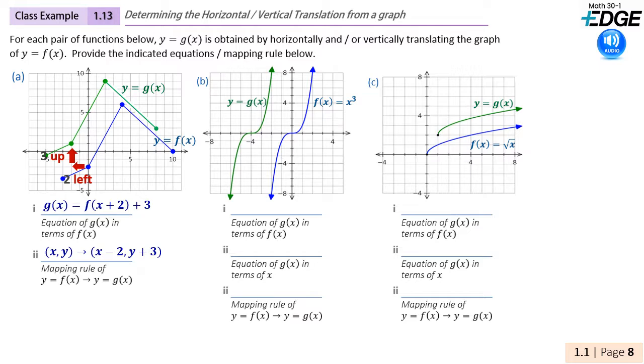Remember that when we're writing a horizontal translation, if we've gone 2 left, we will write it with an addition. So when we write g of x in terms of f of x, we write g of x equals f of x plus 2, that's our translation left, and then outside the bracket plus 3, which is the translation up by 3 units.